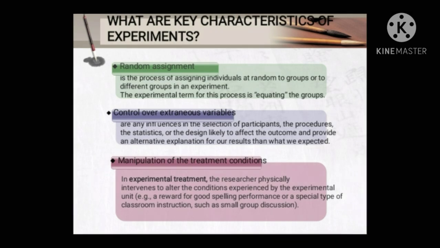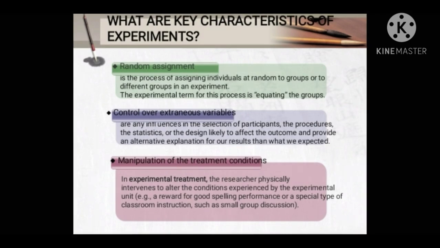Other control procedures you can use both before and during the experiments are: first is pre-test and post-test, second is covariate, the third is matching of participants, and the fourth is homogeneous sample and blocking variables.